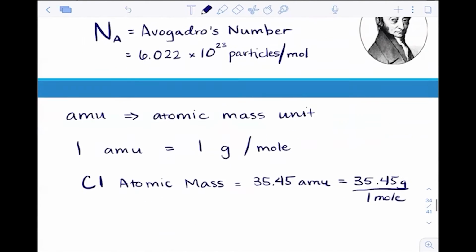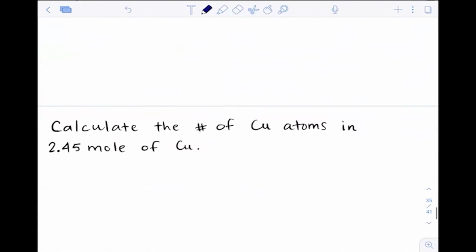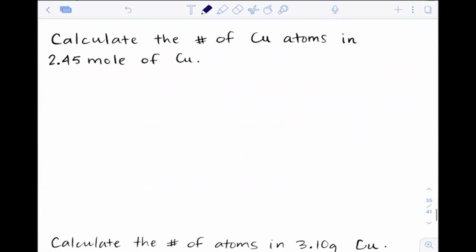Just a couple of practice calculations so we can see it. Calculating the number of copper atoms in 2.45 moles of copper. How we would set that up, 2.45 moles is our given value.